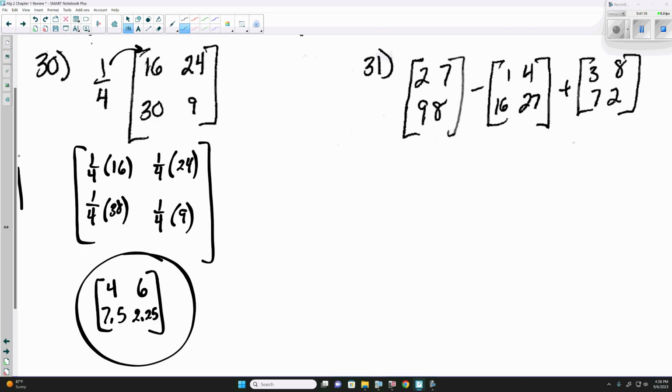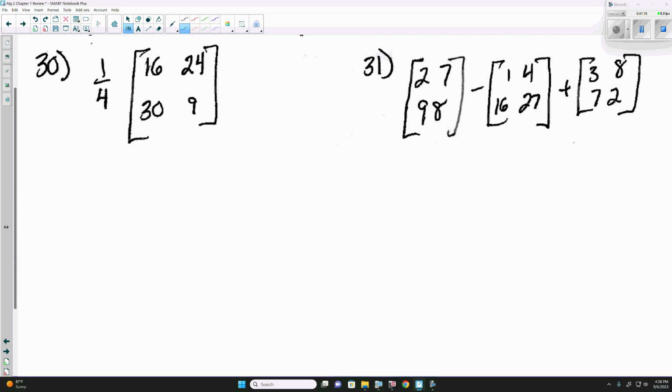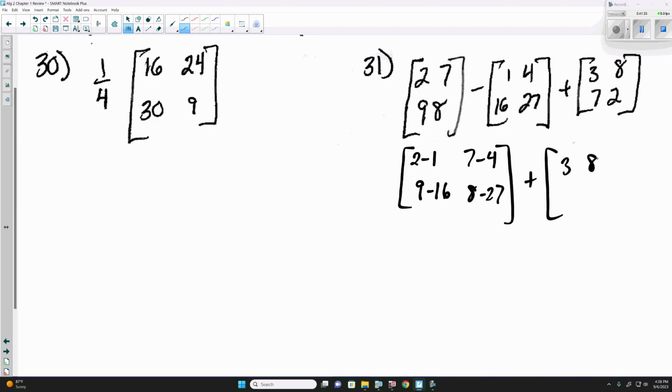The next one, we can do our subtraction of the first two and add the third into it, or we can do them one at a time. So if we subtract the first two, we subtract corresponding elements, so 2 minus 1. Then we'd have 7 minus 4. Our next one would be 9 minus 16. And lastly, 8 minus 27. Well, 2 minus 1 is 1. 7 minus 4 is 3. 9 minus 16 is -7, and 8 minus 27 is -19.